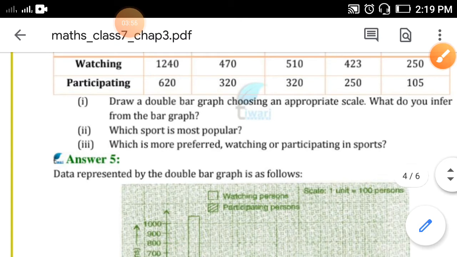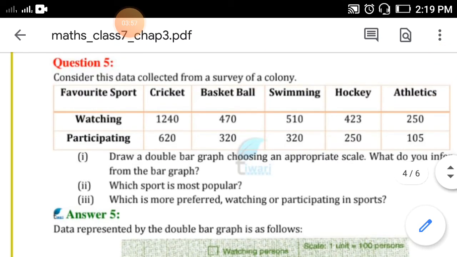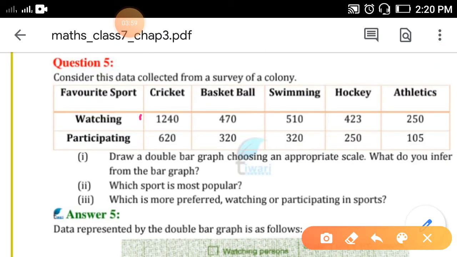Second one, which sport is most popular? Cricket, in watching also, in participating also. Which is more preferred, watching or participating in sports? Most of the people like to watch it. So watching is more preferred than participating.